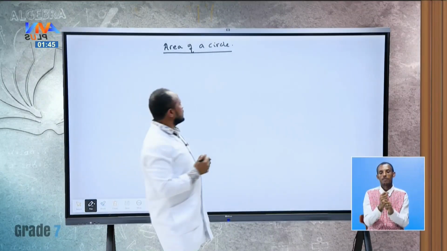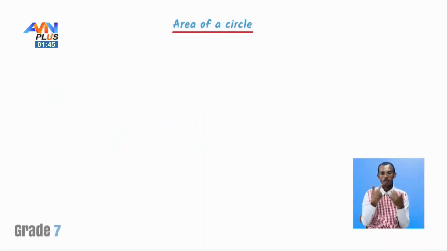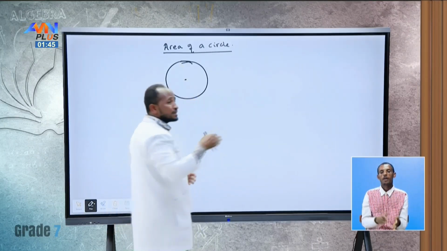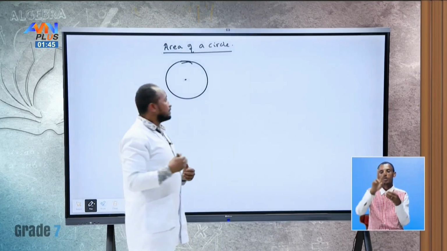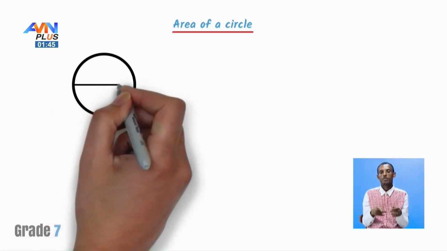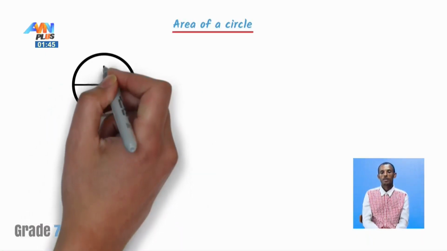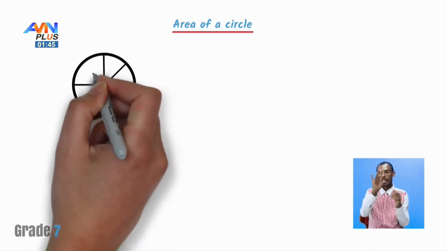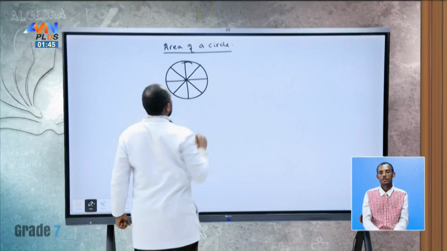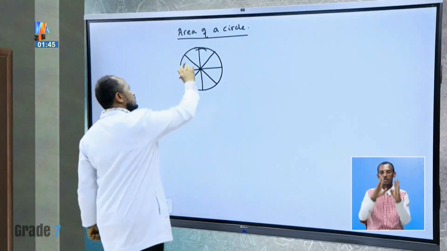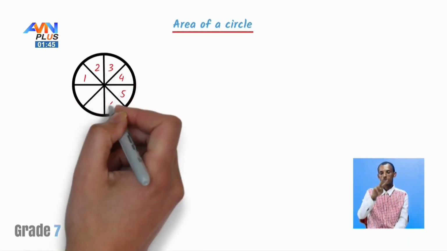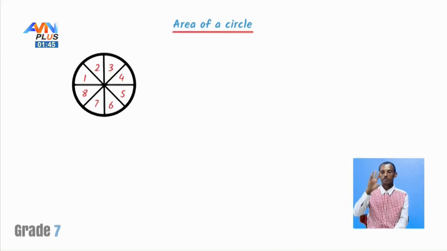Look, if we have this circle and assume this one is the center, let's divide this circle into pieces. We can divide this into so many parts. Let's divide it into 8 equal parts. Okay, now let's give a name to these pieces: the first piece, second, third, fourth, fifth, sixth, seventh, and eighth.